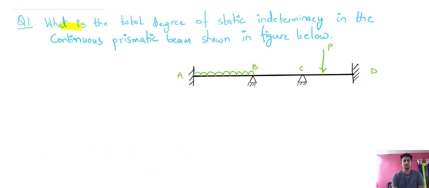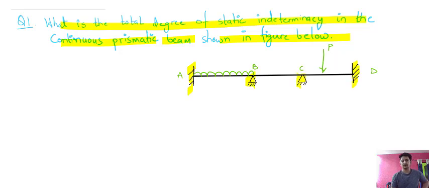Okay, so the first numerical says: what is the total degree of static indeterminacy in the continuous prismatic beam shown in the figure below. This is the beam in which there is a fixed end, a hinge, and a fixed end. A vertical loading has been given.